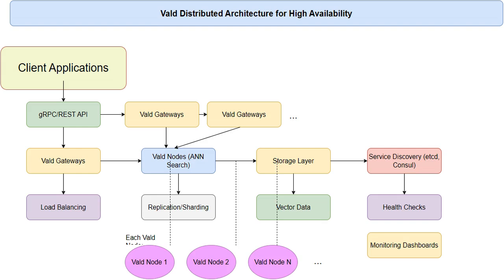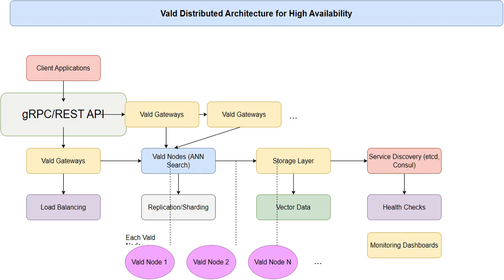Okay, let's break down client applications. These are the applications that use Vald to perform vector similarity searches. They interact with Vald through the provided APIs, gRPC, REST. gRPC and REST are the communication protocols used to interact with Vald. These APIs allow client applications to send search queries and receive results from the Vald vector database. gRPC is known for its high performance, while REST is widely adopted and easier to integrate with various systems.